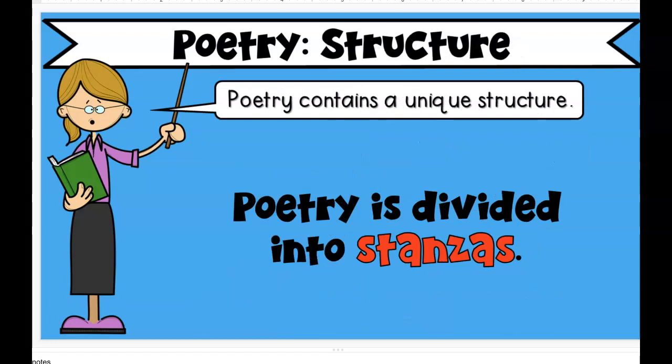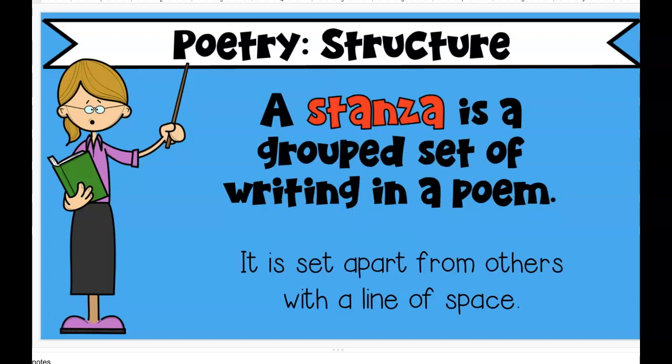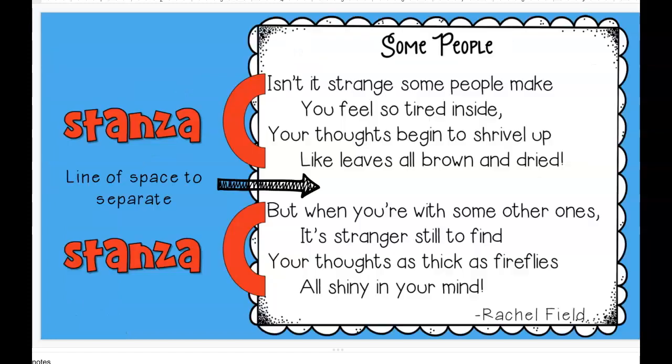And this can be done easily with poetry. All right, so poetry structure. Poetry contains a unique structure. Poetry is divided into stanzas. Now, you should remember that from last year, but if not, we're going to talk about it. So, a stanza is a group set of writing in a poem. It is set apart from others with a line of spaces. What else do you guys know about lines of spaces? So here's a stanza. Okay, here's your space right here.